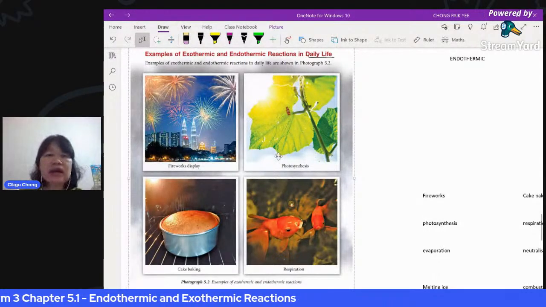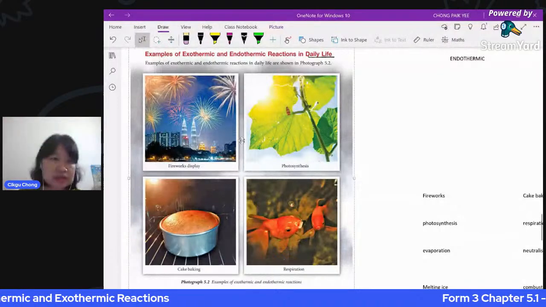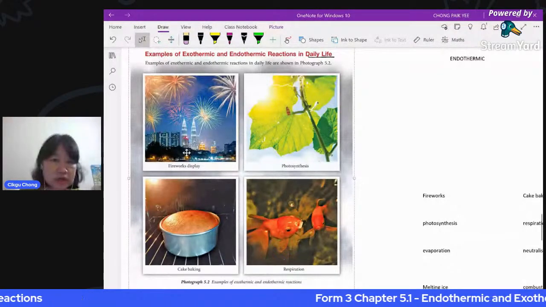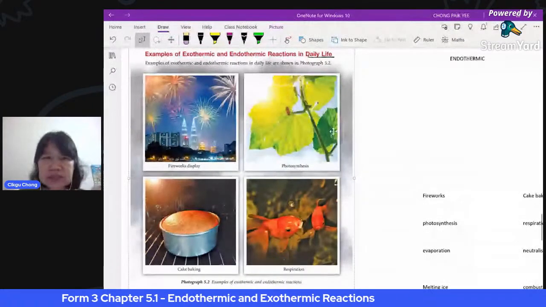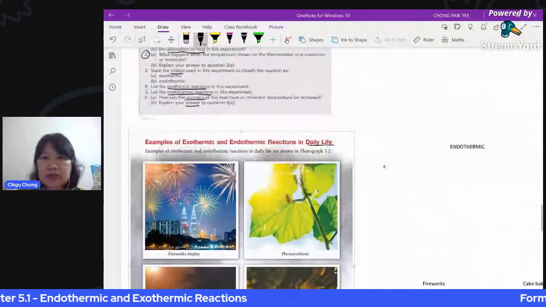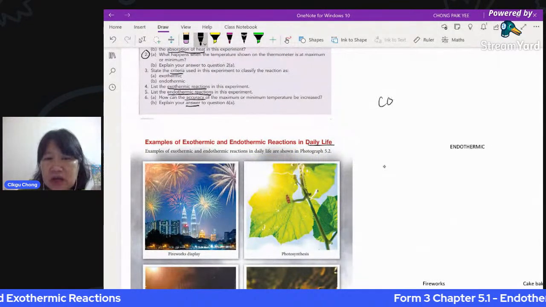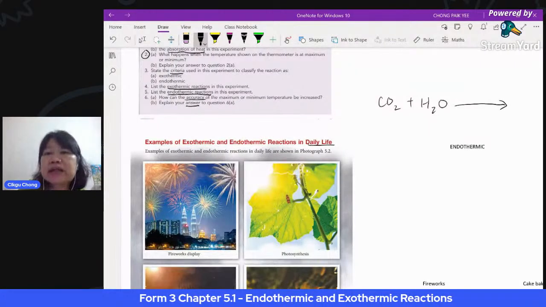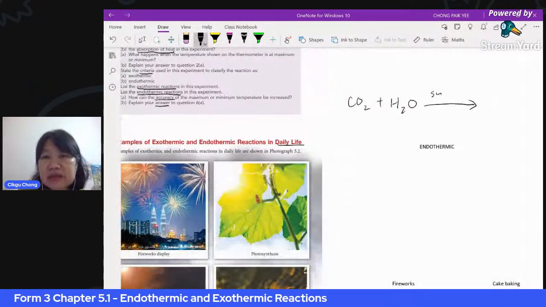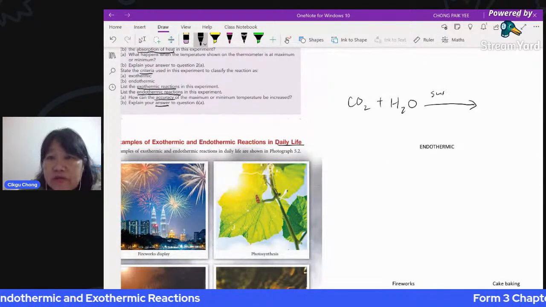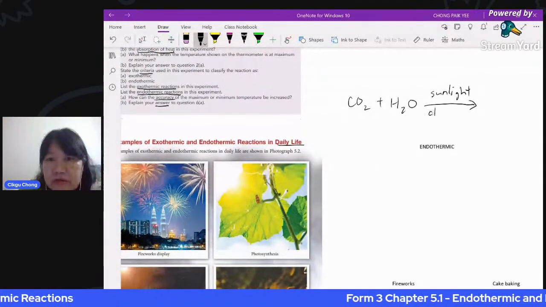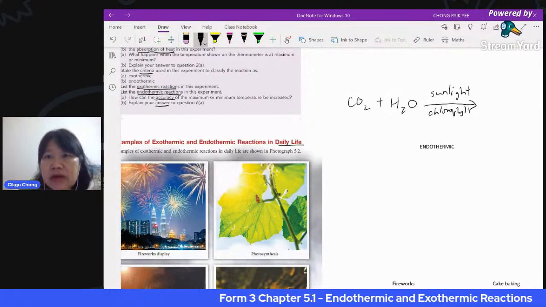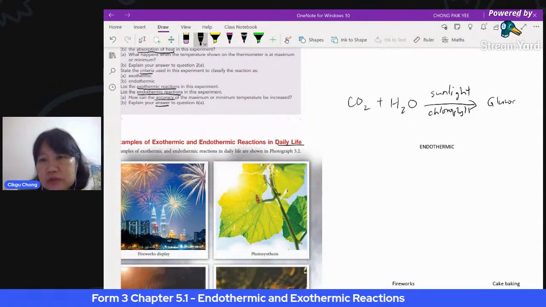Okay, let's look at the second one. So this is exo, right? Fireworks display is exo. Now, photosynthesis. You think of what photosynthesis is first. You have this reaction of carbon dioxide and water, and then it takes in sunlight. You need sunlight and chlorophyll, and then you produce your glucose and oxygen. This is your photosynthesis reaction.